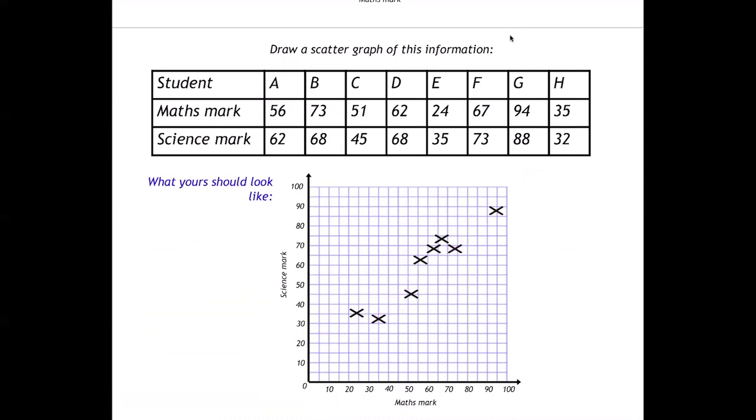And we can say that those who score highly in maths also seem to score highly in science, and those who didn't score so well in maths also didn't score so well in science. So I wonder if your hypothesis was correct. Hopefully it was.